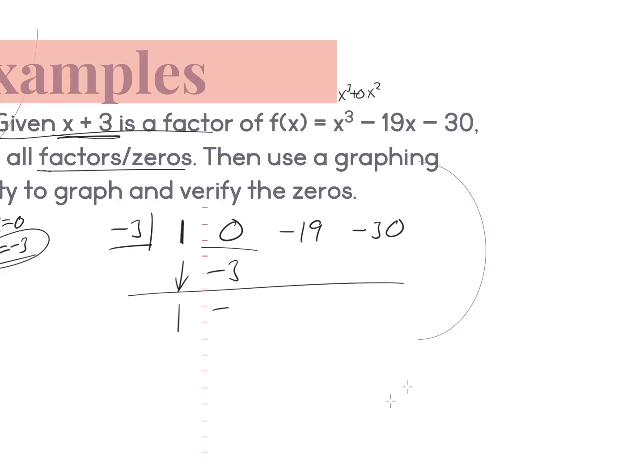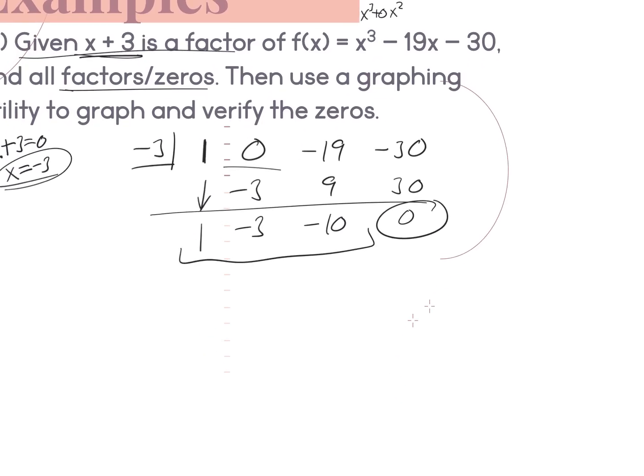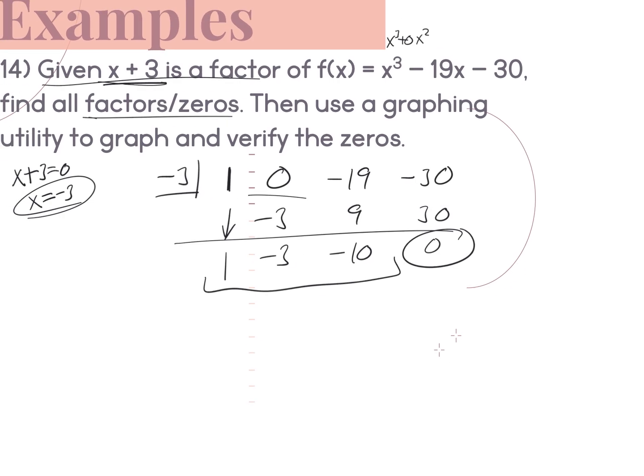So we are expecting 0 out of this. So we did our synthetic division, and I did get 0. What does that mean? That just means that this right here is the quotient. And then our answer to this is going to be x squared minus 3x minus 10. So that's our quotient after we divided.